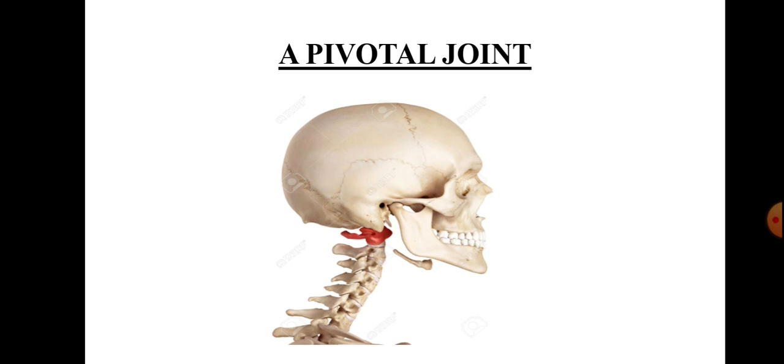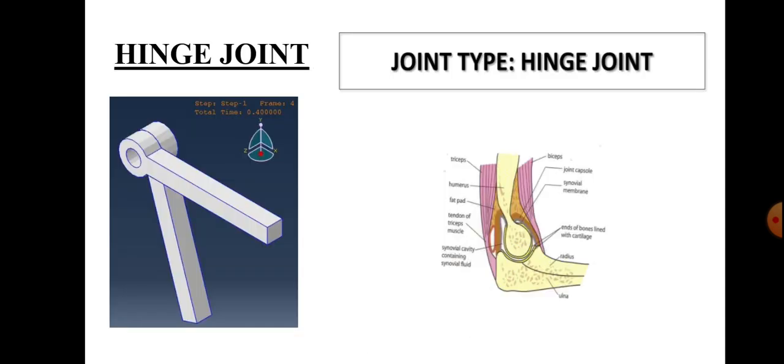Third one, hinge joint. It allows movement in only one direction, back and forth. For example, our elbow consists of a hinge joint.